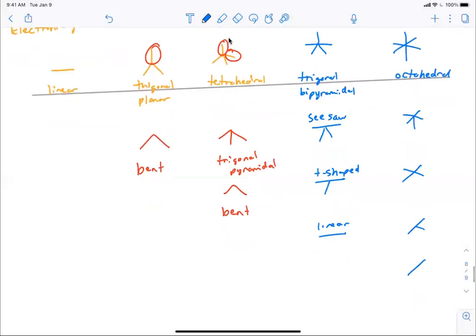Whereas octahedral, you have square pyramidal, you have square planar, you have T-shaped, and you have linear. Questions so far?